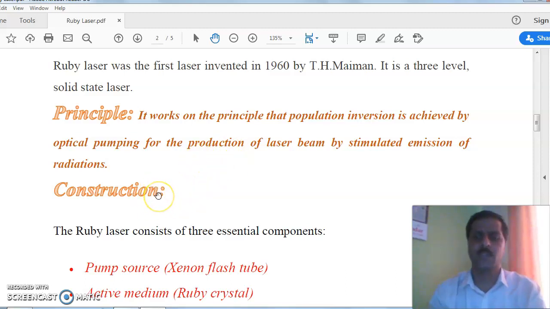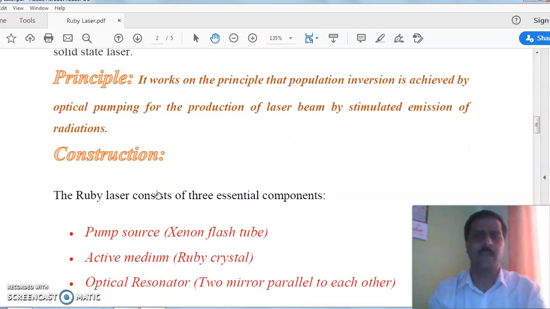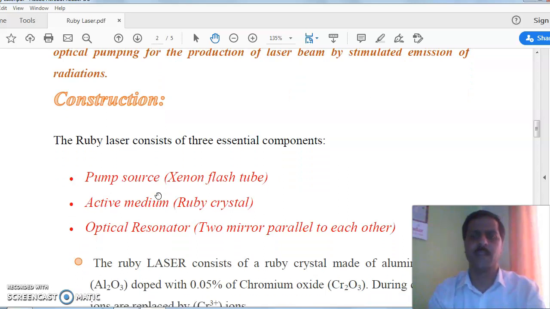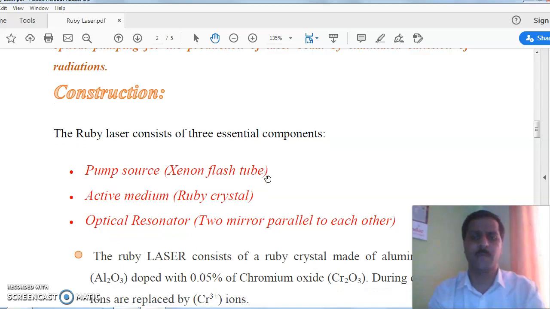Now come to the construction. Ruby laser consists of 3 components. One is the energy source, that is the pumping device. In the Ruby laser, the energy source is a xenon flash tube because our active medium is solid. In the solid there are electrons, and electrons are excited by a flash of light. So we are using a xenon flash tube here.